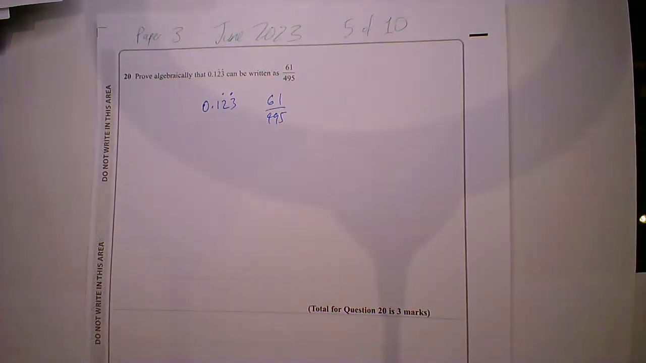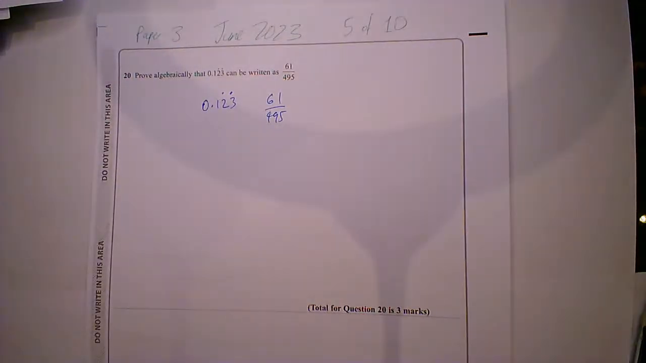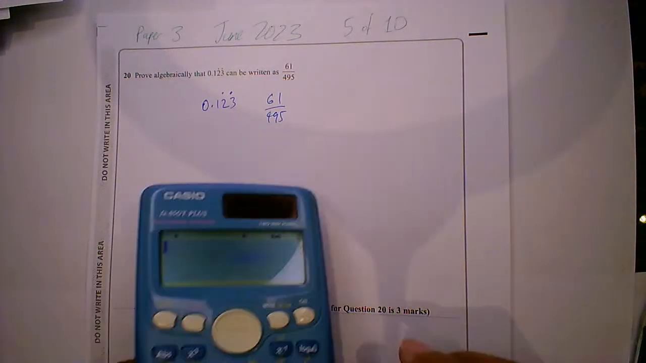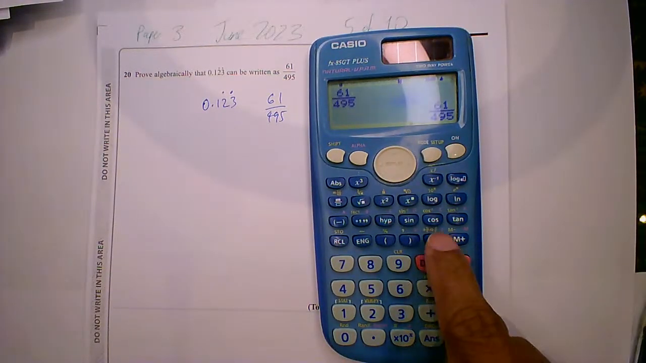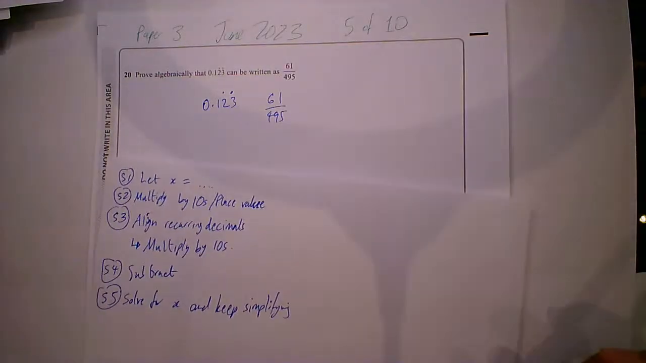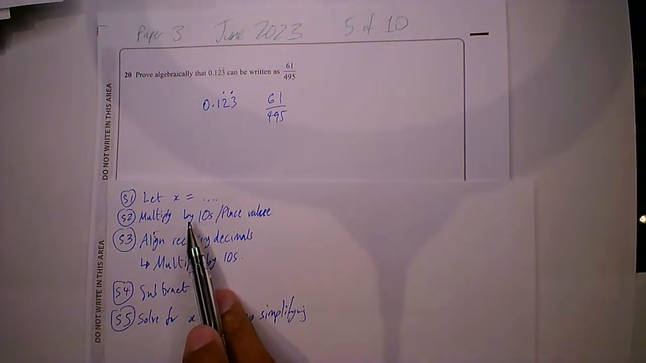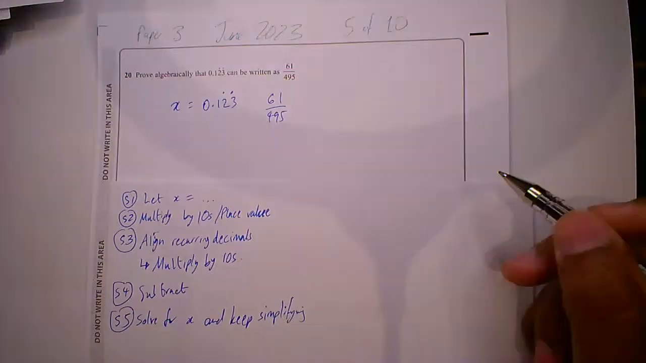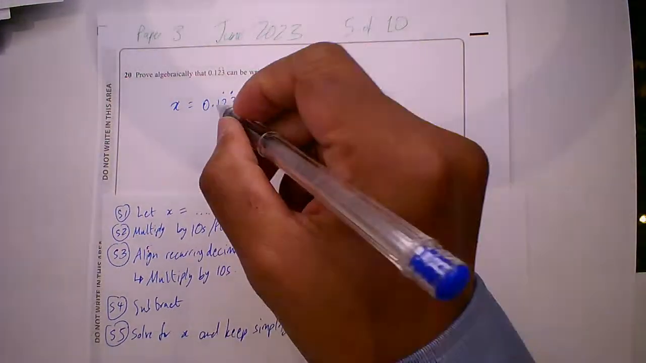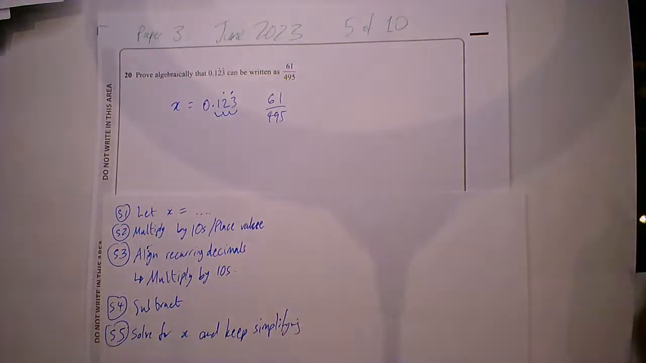Now again, just like previous questions, this is a calculator paper, so they have given us the answer. Just to show you, if we put 61 over 495, it becomes 0.123. So the calculator is there. It's not really going to help us on this occasion. So we do need to show our working out. So what are the steps? Exactly the same as before. So we're going to call it x equals 0.123. And so this is how many place values? 1, 2, 3 place values.